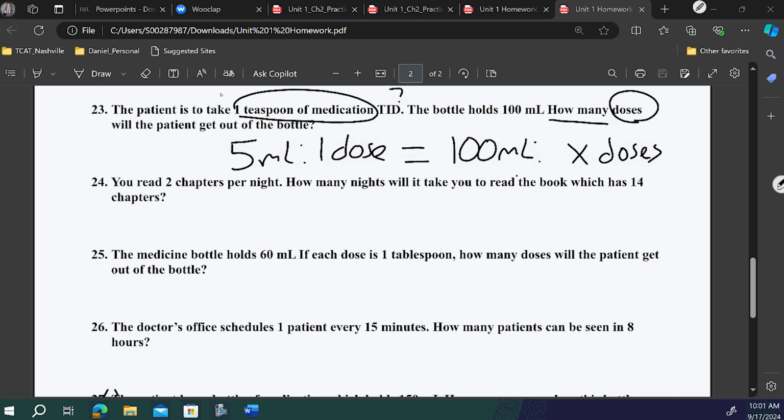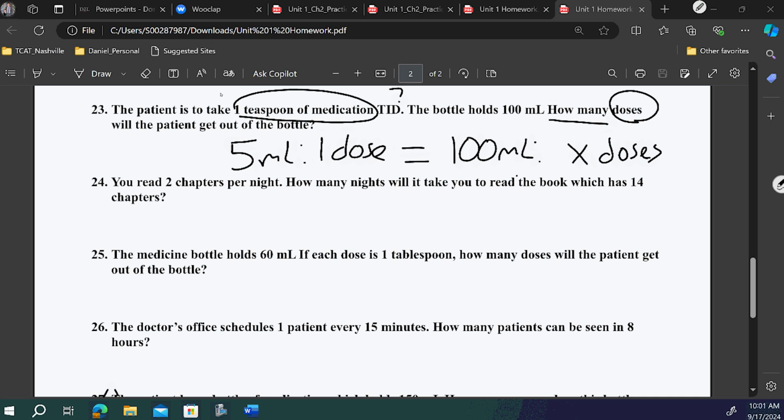So you see, this is an untraditional problem where so far all we've done is figure out a dose to give someone. That's what we've been figuring out, what the dose is. The dose is this many tablets, this many whatever. This one flips it on its head and says, I'll tell you what the dose is, but what I want to find out is how many doses they're going to get out of that bottle.